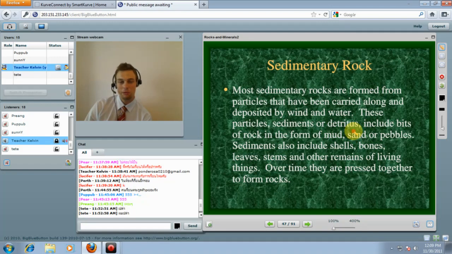Detritus is a word here that you probably don't know. Detritus is like living things that are broken down. It's basically like dead life forms of some kind. You know, sediments can include shells, bones, leaves, stems, or remains of living things. So when you hear this word detritus, it just means some kind of living thing. Over time, they're pressed together to form rocks. And this can either be by the weight of the rocks above them. It can be by glaciers pushing down on them. It can be by large bodies of water. Anything can kind of compress these.